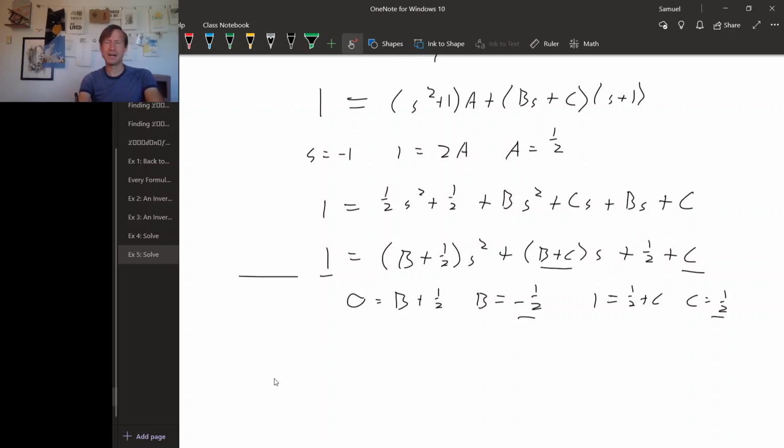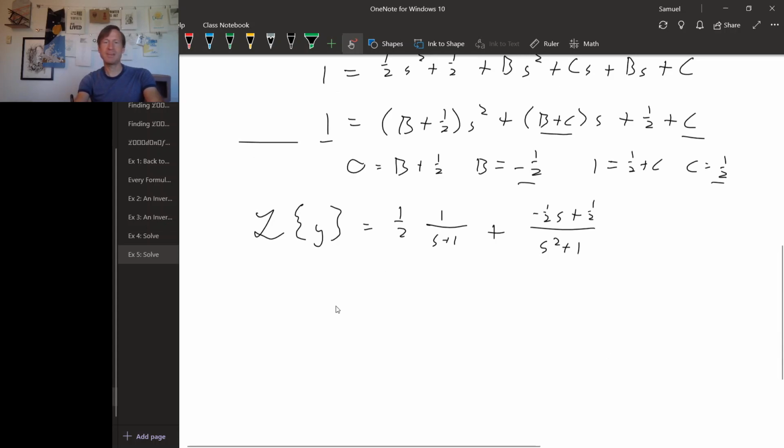Okay, at any rate, so we found the Laplace transform of y, and it was, so this first piece is a over s plus 1, so 1/2 times 1 over s plus 1, plus bs plus c over s squared plus 1. b is minus a half times s plus c is plus a half. Okay, now we can take the inverse Laplace transform.